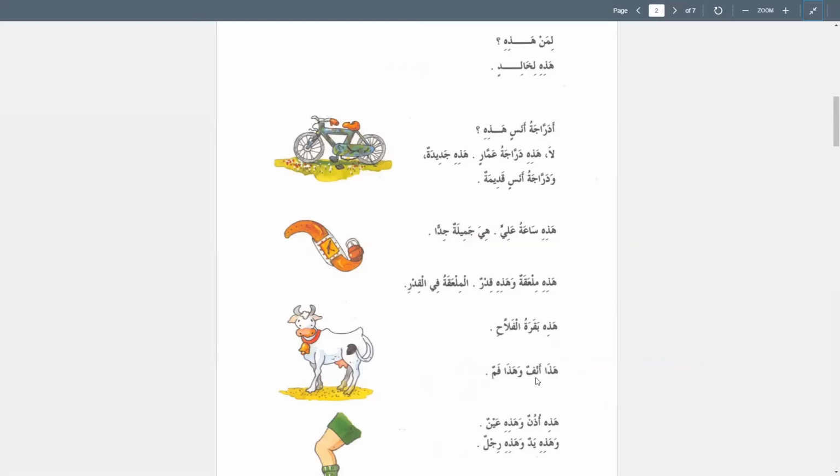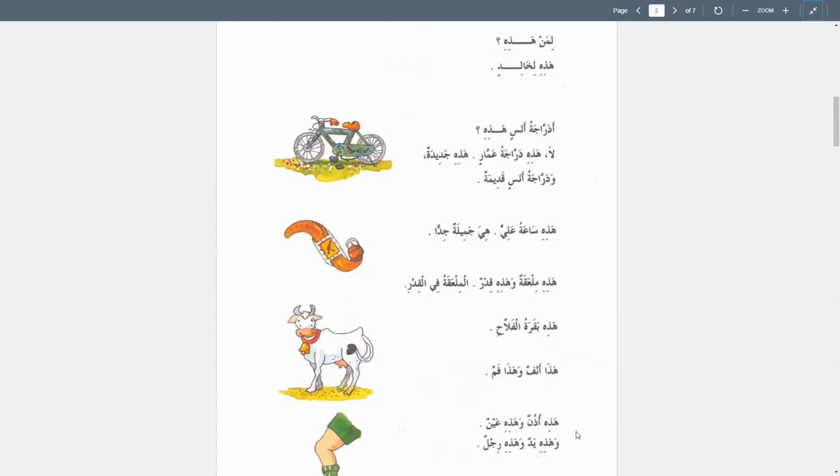Okay. Hada anfun wa hada femmun. Okay, here we're talking about body parts. Who can tell me what the rule of body parts is, of gender? What's the rule? If there's two, it's feminine. Good. If there's one body part, it's masculine. Very good. So here we have anf. Anf means nose, and fem means mouth. So in both cases, we use hada because it's masculine. So hada anfun wa hada femun.